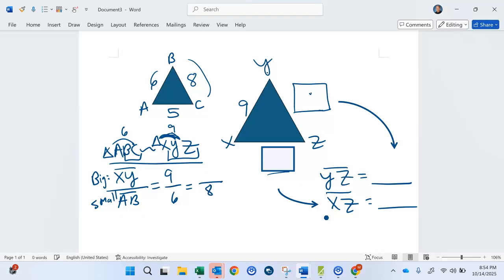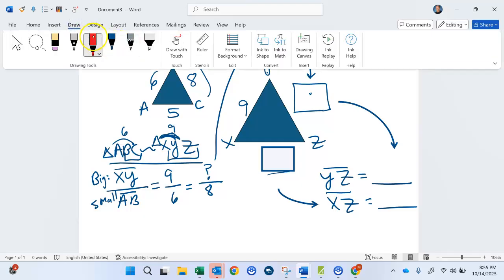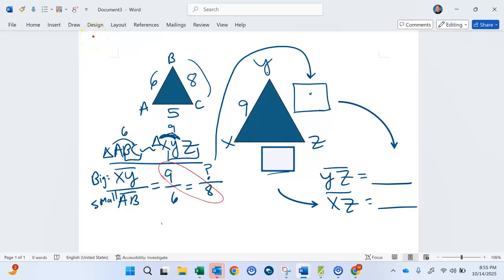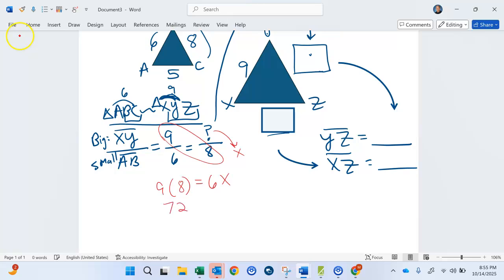So how do we solve for this? Let's make that our question mark. Well, if we have one fraction equaling another, we can cross multiply: 9 times 8 is equal to 6 times x. Let's just make that an x. Then we get 72 equals 6x. Divided by 6, 12 is equal to x. So that means this one is 12.